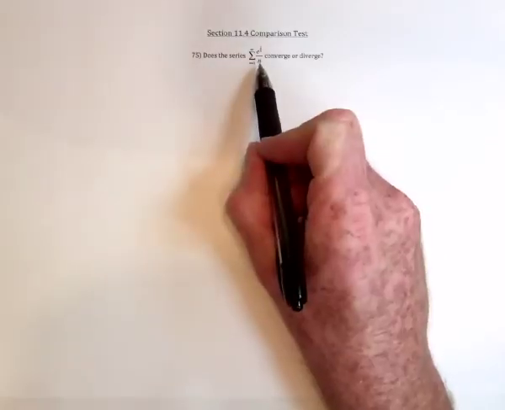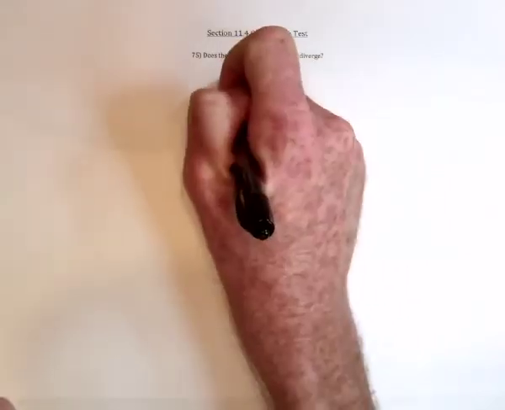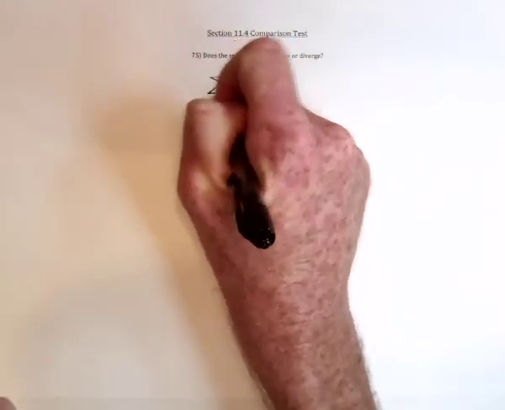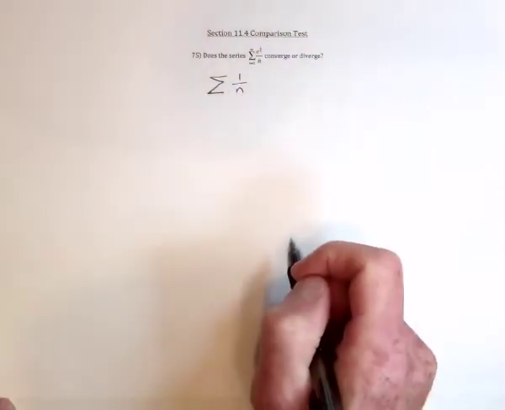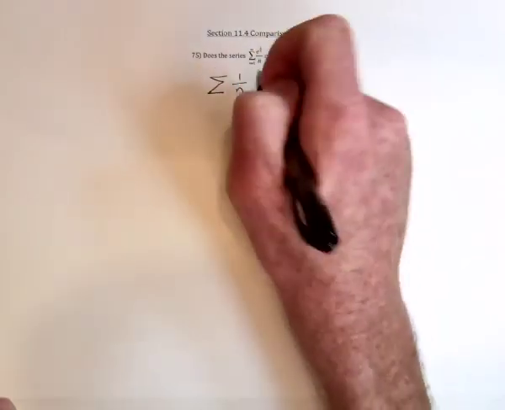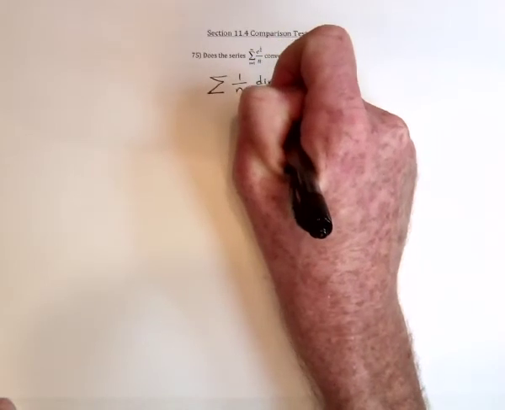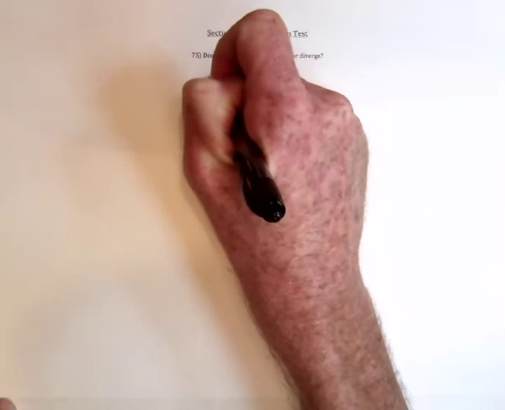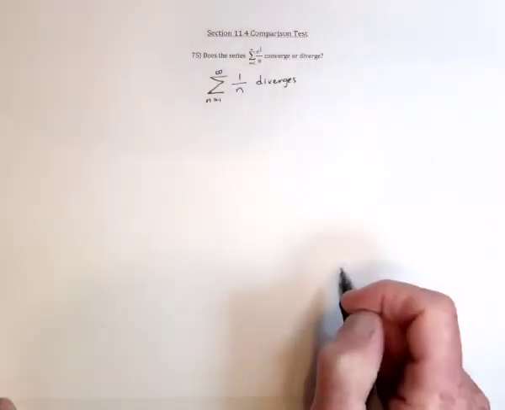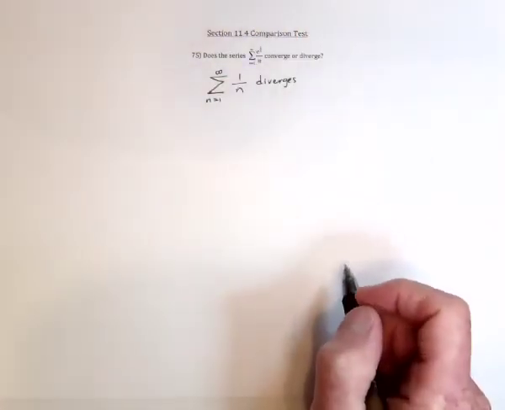So what shall we compare this series to? Well, it does have an n in the denominator, and one of the easiest and most famous series is 1 over n, and this diverges. So as you add up the terms all the way to infinity, that's going to add up to infinity.